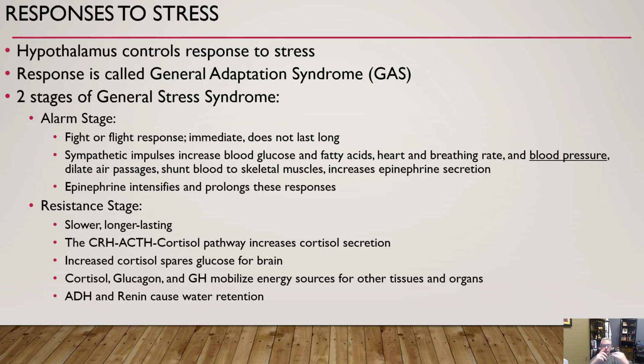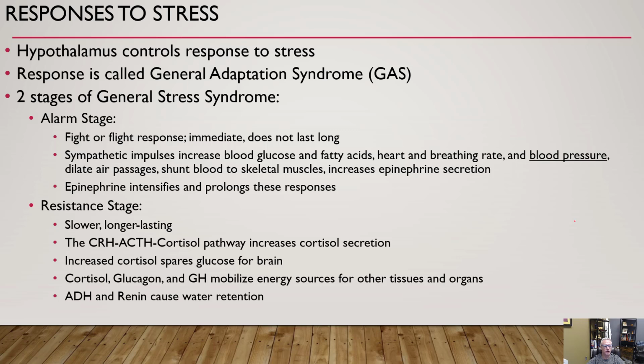So cortisol, glucagon, growth hormone are going to mobilize the energy sources. You're going to have ADH and renin that are going to cause water retention. Blood concentrations of epinephrine, cortisol, ACTH, a lot of these are going to increase.